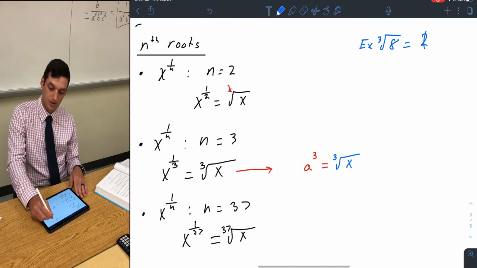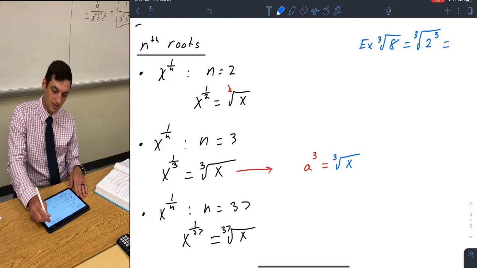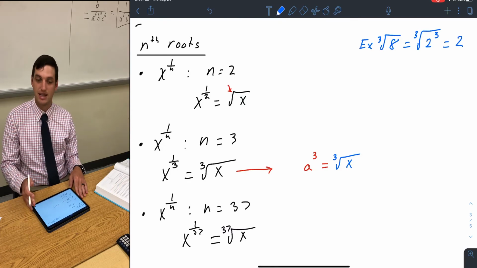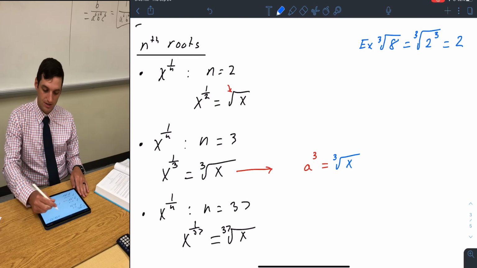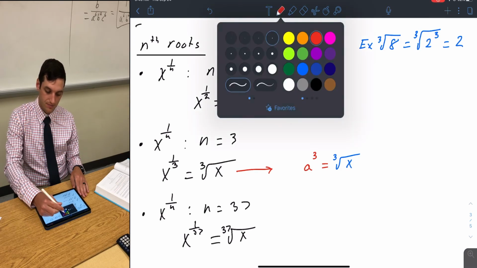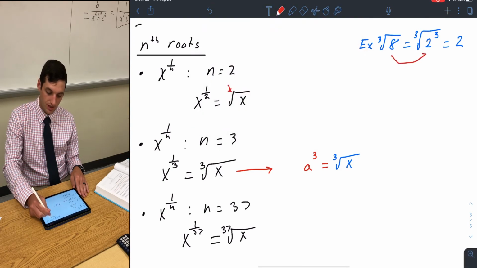That's how we'll write it. We'll do the cubed root of 2 cubed, which is equal to 2, because 8 is the same as 2 cubed. So if you notice right there, these two are equal. Let me make that a little bit neater.